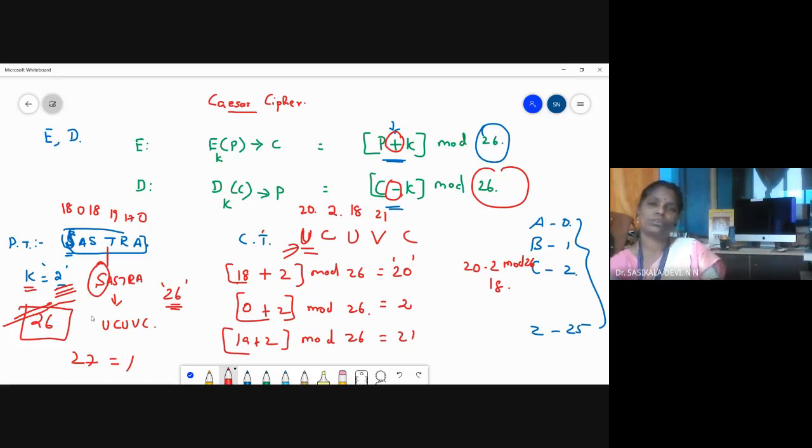Tomorrow onwards we'll get into strong classical symmetric ciphers. Tomorrow we'll proceed with the next cipher. I'll stop here.